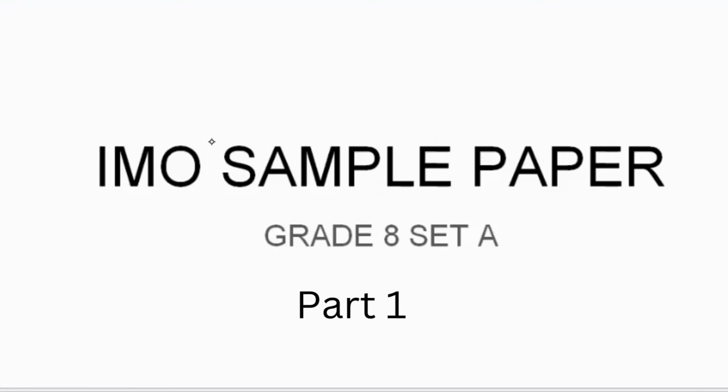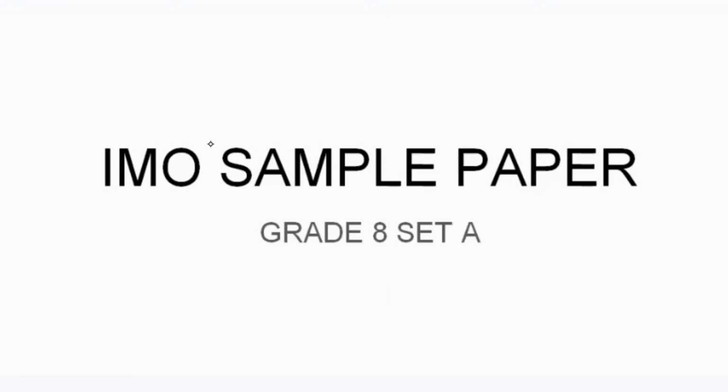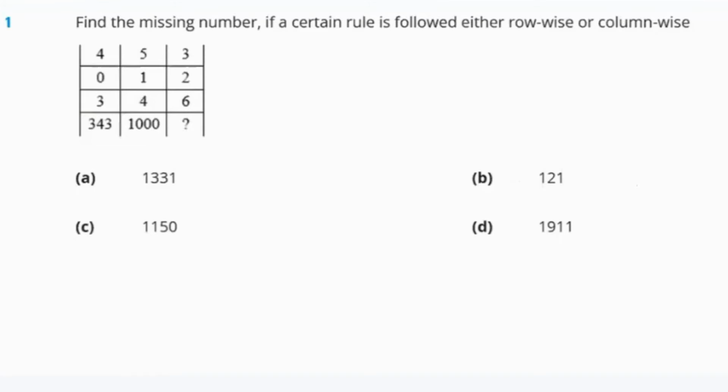So I'm going to start with the questions. Here is our question number 1, and you can see it is related to logical reasoning. The question is: find the missing number if a certain rule is followed either row wise or column wise. First we need to check what rule they are following.